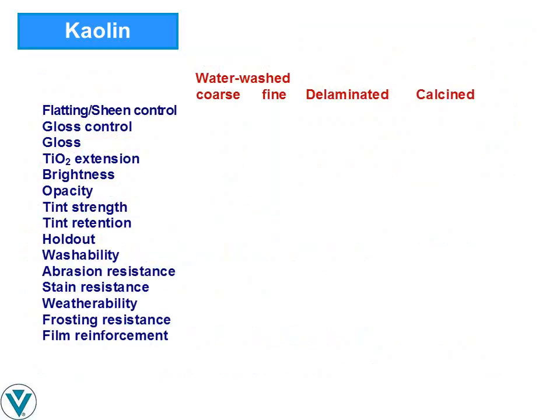The primary use of kaolin in coatings is as a TiO2 extender in water-based architectural paints. Calcined clays generally provide the best brightness, TiO2 extension, and dry hide. Water-washed and delaminated grades also contribute to extension and dry hide, as well as covering power and gloss control. The typical preferred uses by function of the various clay products is shown here.